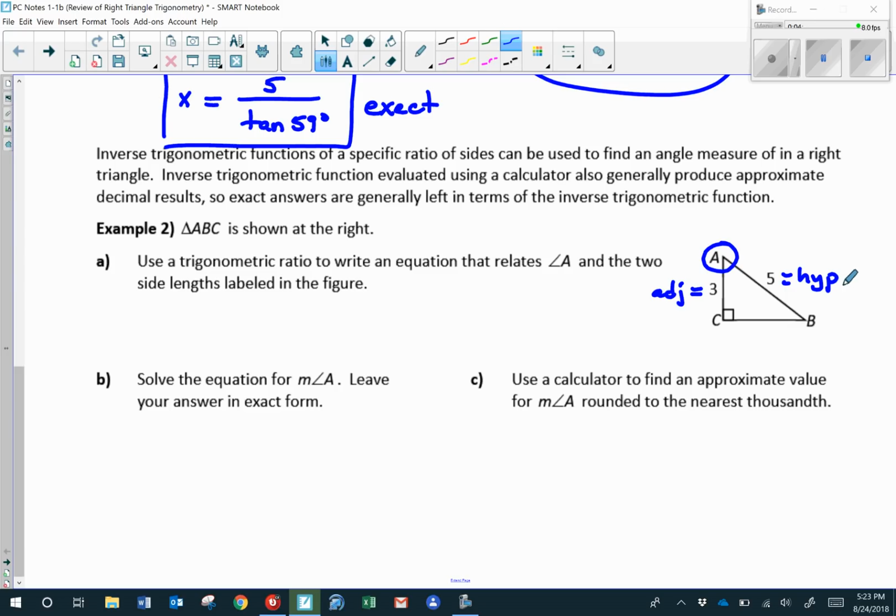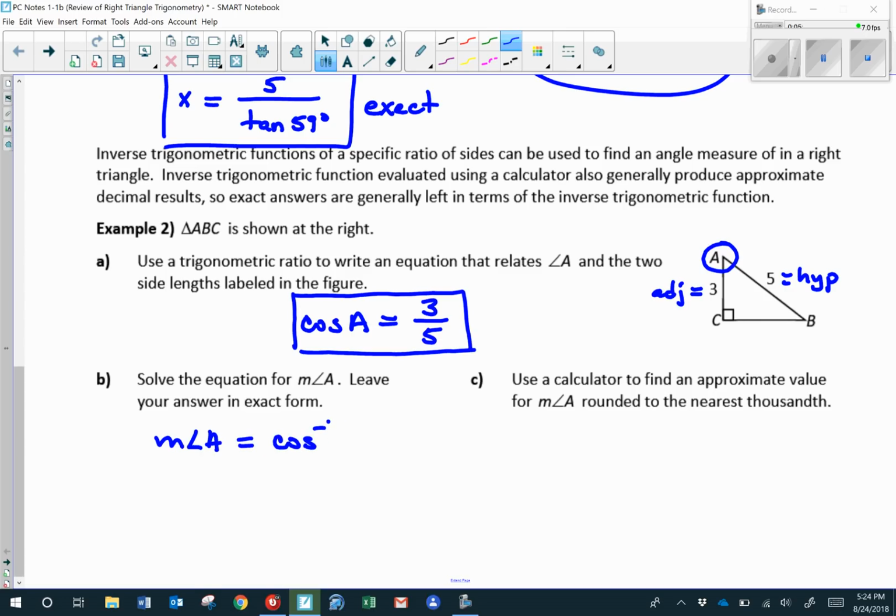So if we have both the adjacent and the hypotenuse, then we're going to use a cosine ratio. Cosine will be followed by the angle, so cosine of angle A equals the adjacent 3 over the hypotenuse 5. That is the equation that relates those three quantities. Then we're going to solve for the measure of angle A. In order to solve for angle A, we need to undo the cosine. Bear in mind that cosine does not multiply angle A, and so we are not going to divide to undo it. What we're going to do to undo the cosine is use the inverse cosine function.